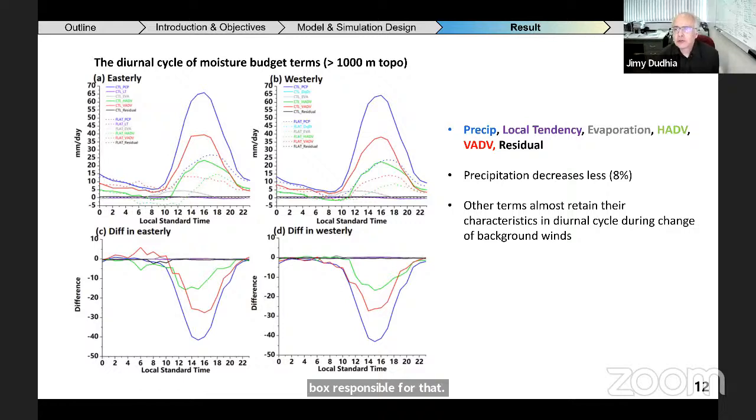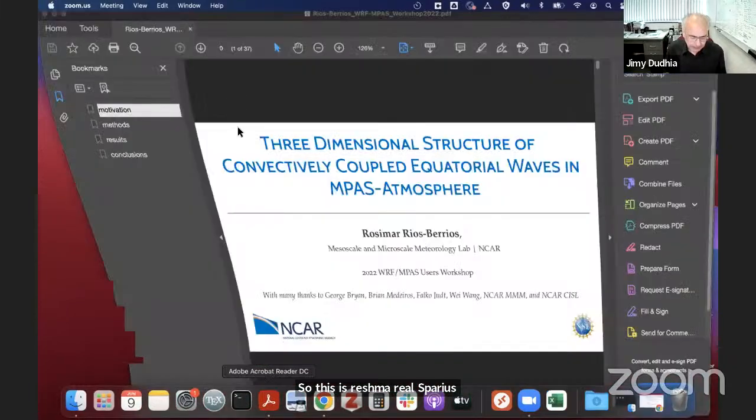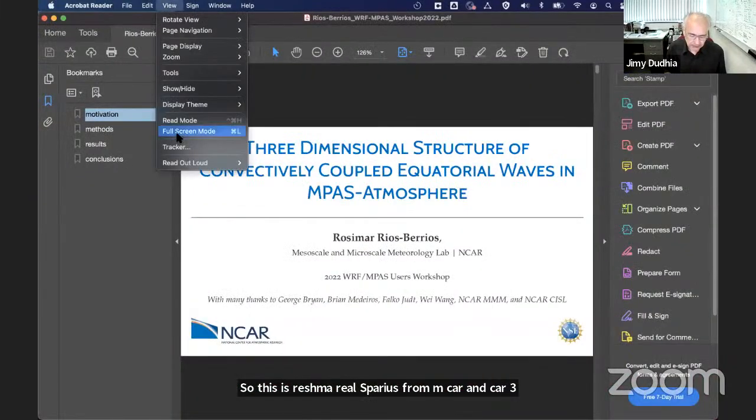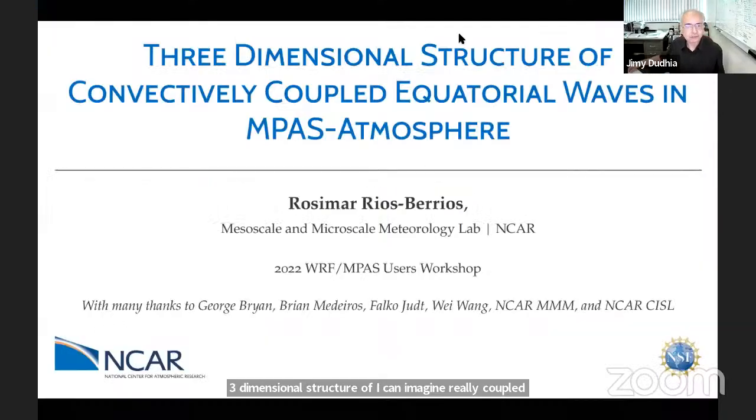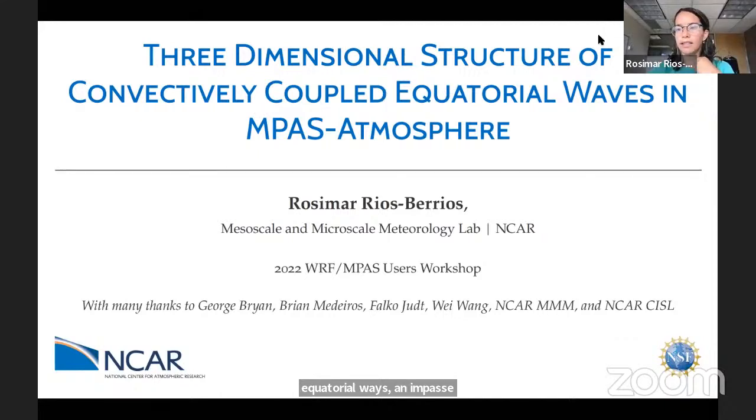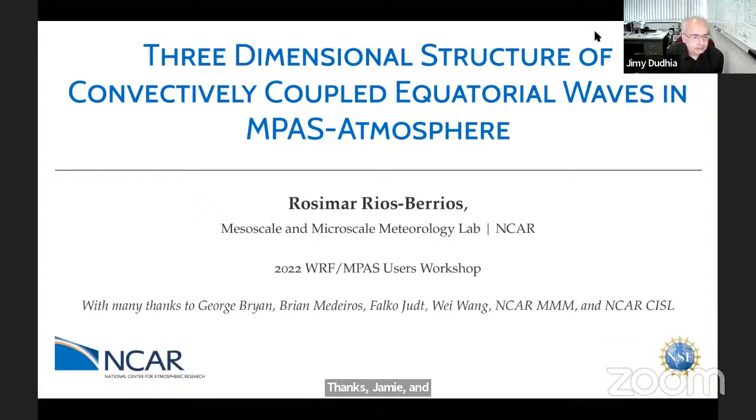Okay, are there any more questions? Looks like there aren't. So yes, thanks, Hai-Chen. Thanks. Okay, we go to the fourth talk. So this is Rosimar Rios Barrios from NCAR, three-dimensional structure of convectively coupled equatorial waves in MPAS. Thanks, Jamie. Looks fine. Thanks. Looks good. Okay, thank you.